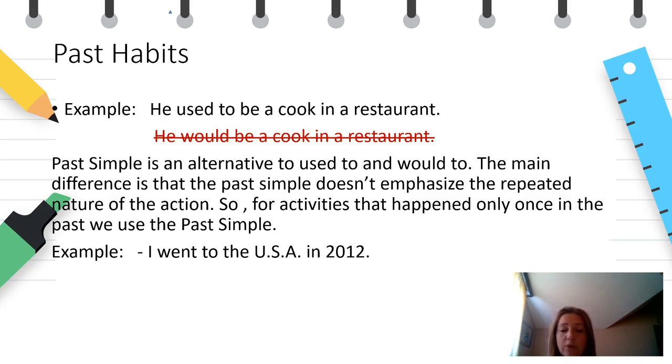Example, we can say, I went to the USA in 2012. And we cannot say, I used to go to the USA in 2012, or I would go to the USA in 2012. Because this is an action that happened only once in the past. So we use, in this case, past simple.